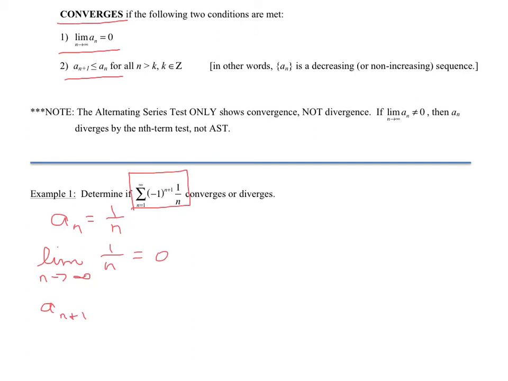That is simply going to be where we plug the n plus 1 into the terms, in for every n. So where we had n here, it's now going to become n plus 1. And if you stop and think about it, this 1 over n plus 1, that denominator is always going to be larger than the denominator of 1 over n.